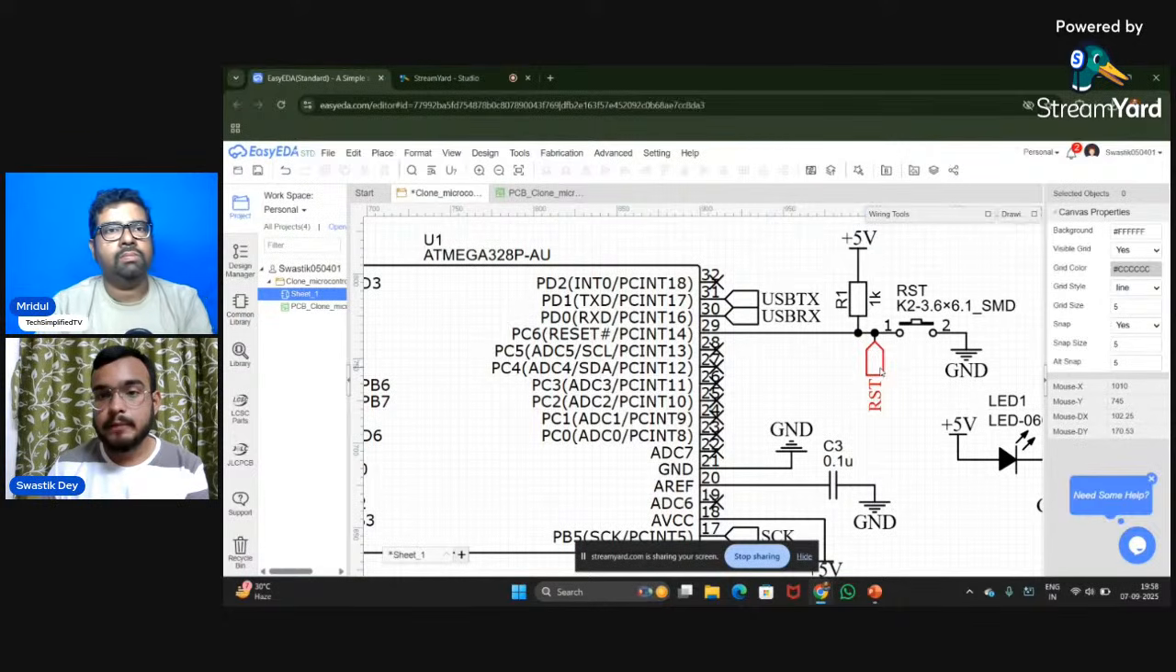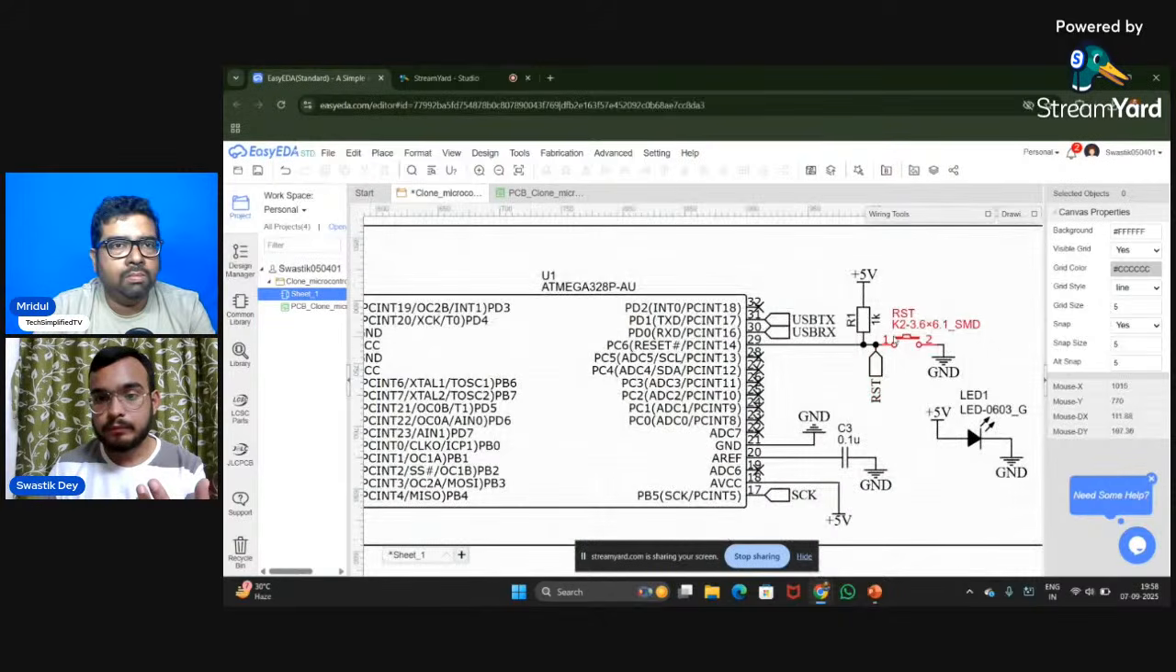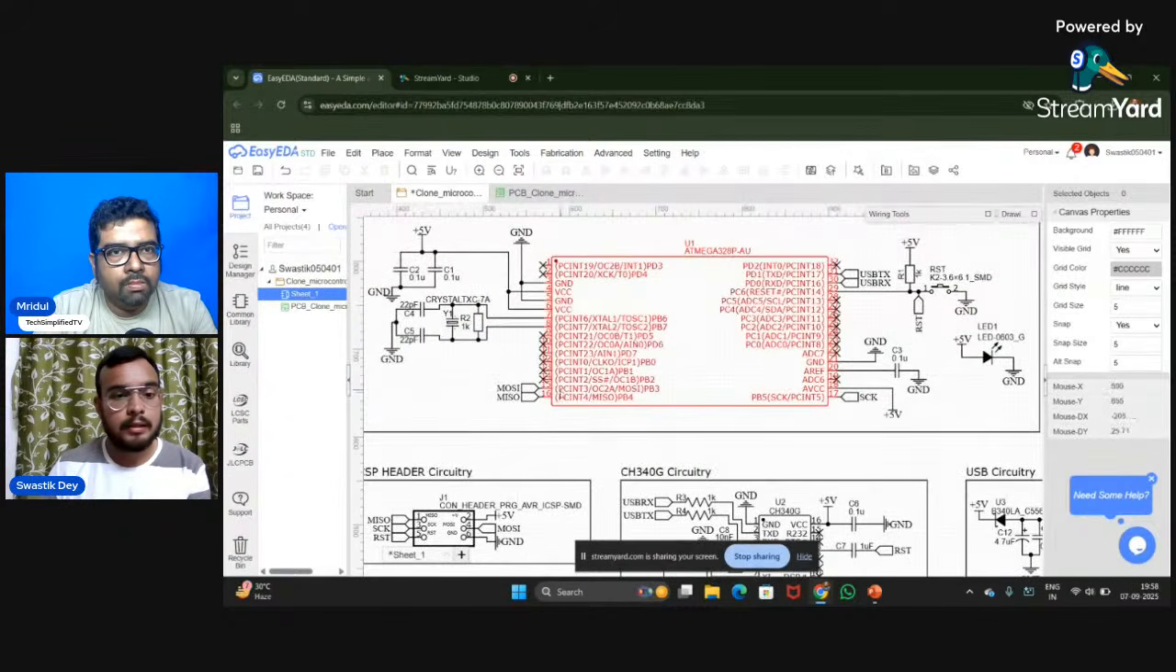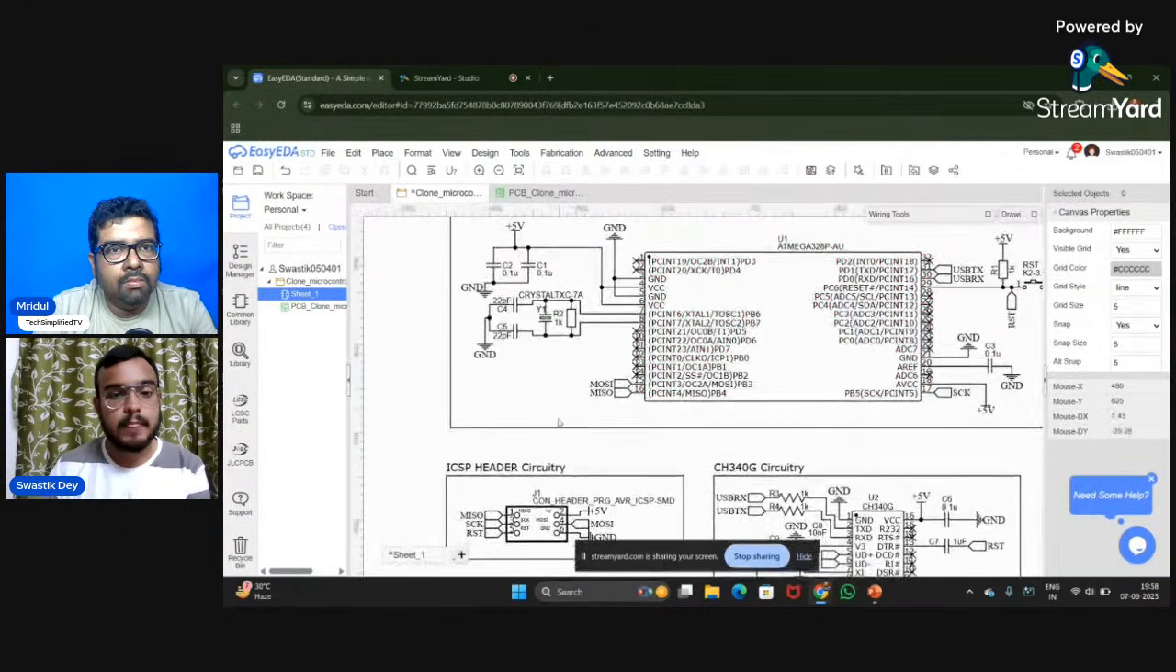There is this reset button that we were talking about. We can see this reset button over here. This is the power LED that we talked about, and yeah, this is pretty much everything. So the MISO and MOSI pins of the ICSP header circuitry are connected to the microcontroller as well for backend communication in case the bootloader gets damaged somehow.